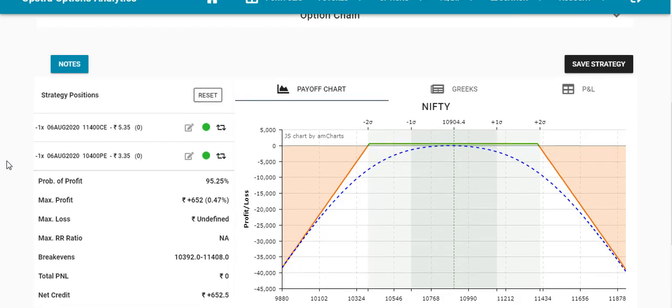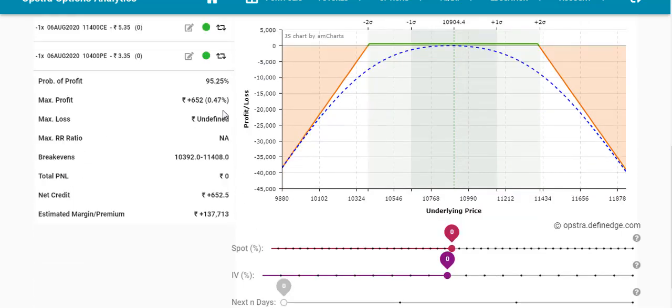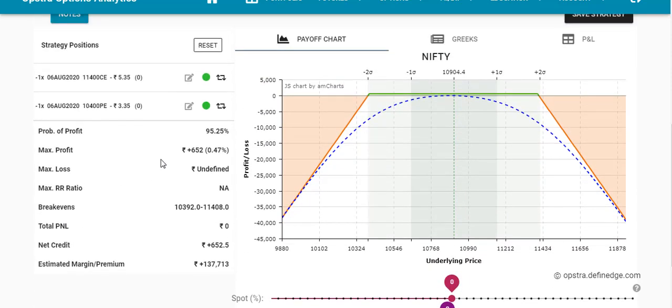So guys, now this is the short triangle strategy. You can see the maximum profit is 652, maximum loss is undefined, and the break even to the upside is 11,400, to the downside is 10,400 as well. So guys, suppose market has shot up to 11,400. Now we need to adjust our trade.